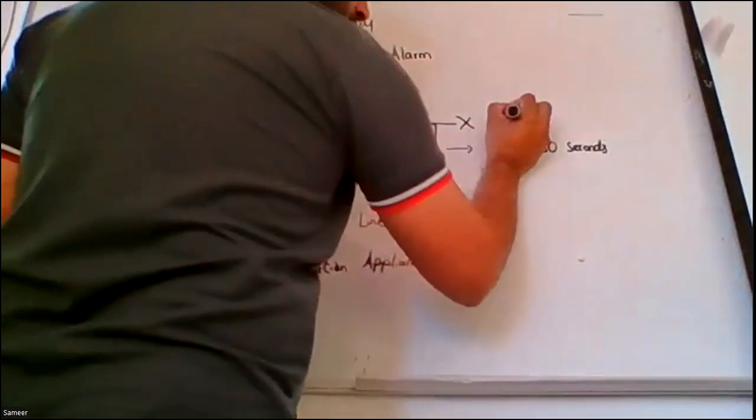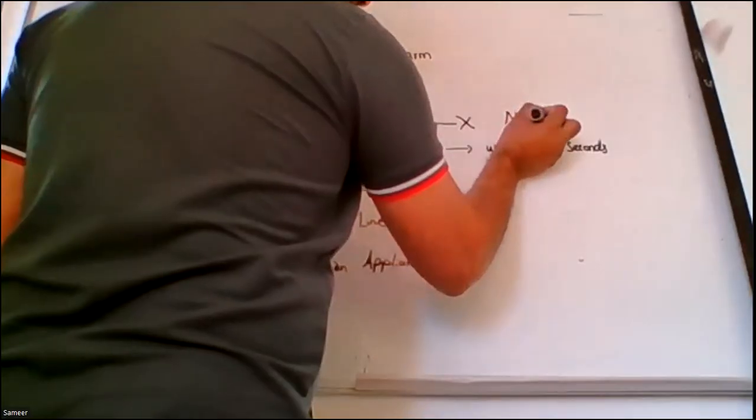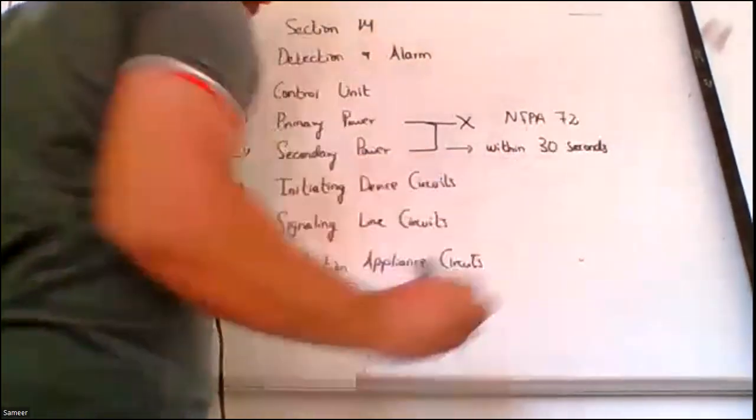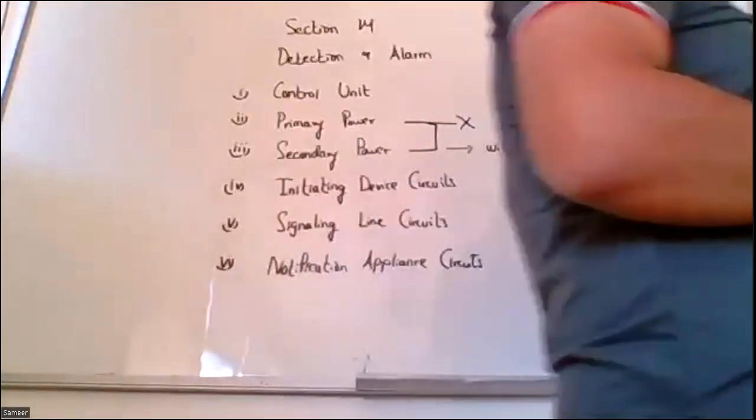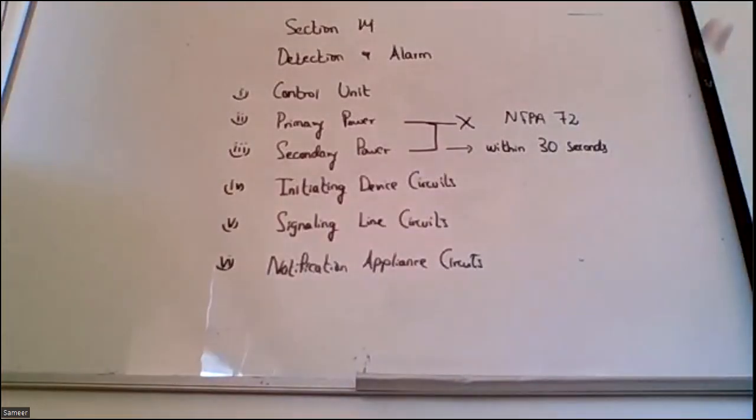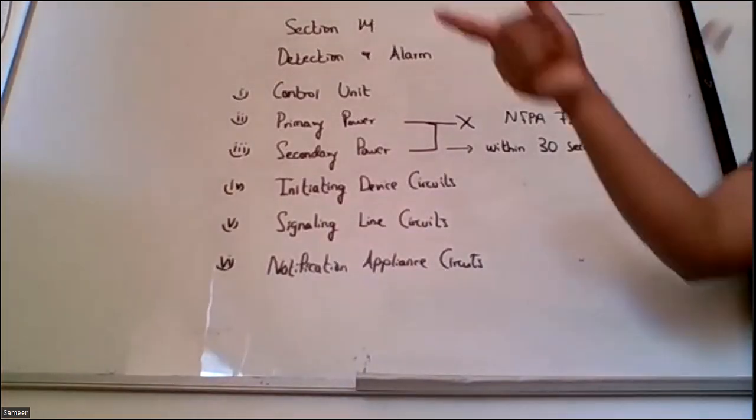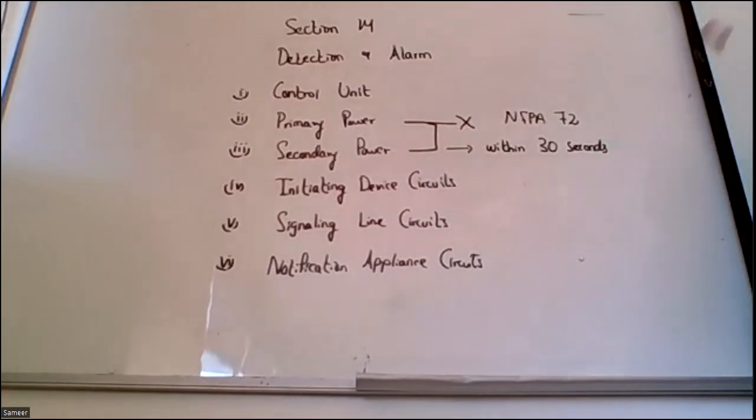This is the requirement by NFPA 72: whenever there is a primary power failure, the secondary power should take place within 30 seconds.